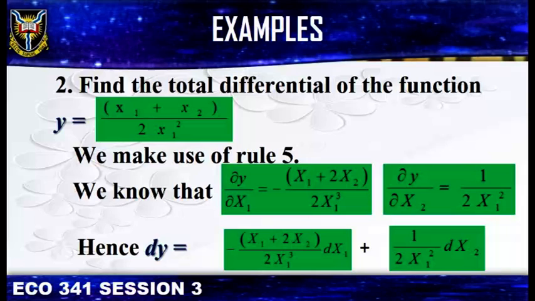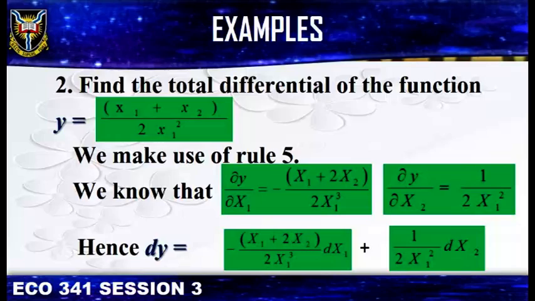2. Find the total differential of the function y equal to (x1 plus x2) over 2x1 squared. We make use of rule 5. We know that partial dy over partial dx1 is equal to minus (x1 plus 2x2) over 2x1 cubed. Partial dy over partial dx2 is equal to 1 over 2x1 squared. Hence, dy is equal to minus (x1 plus 2x2) dx1 over 2x1 cubed plus 1 over 2x1 squared dx2.